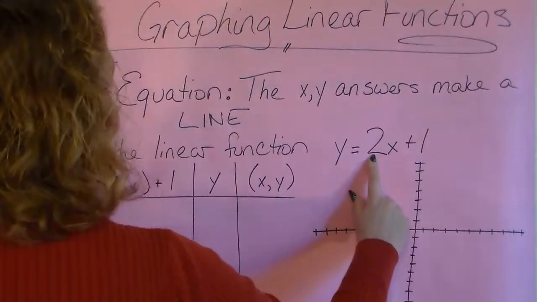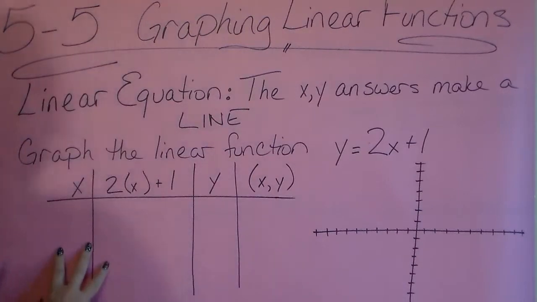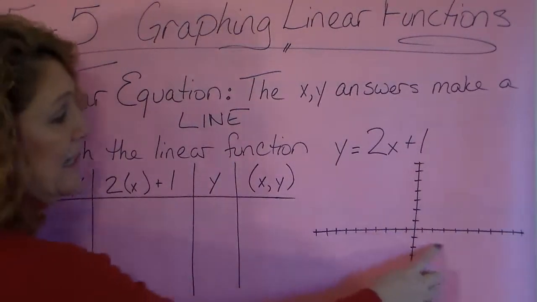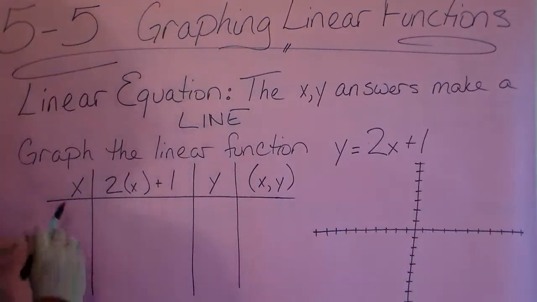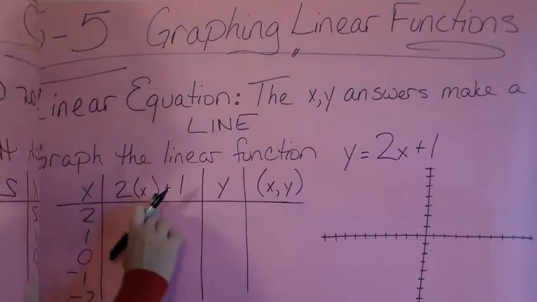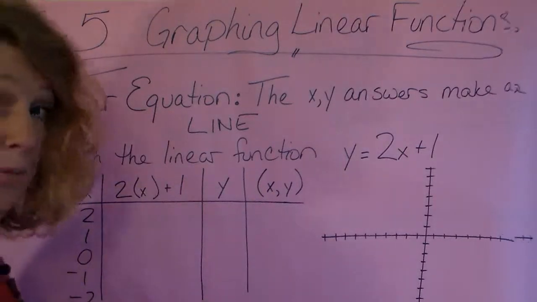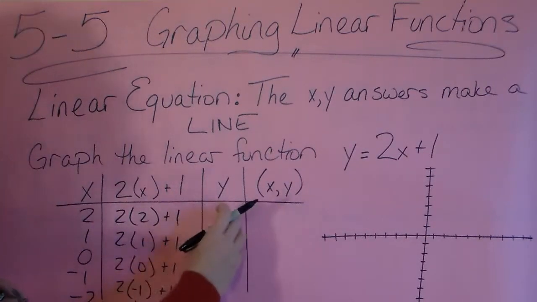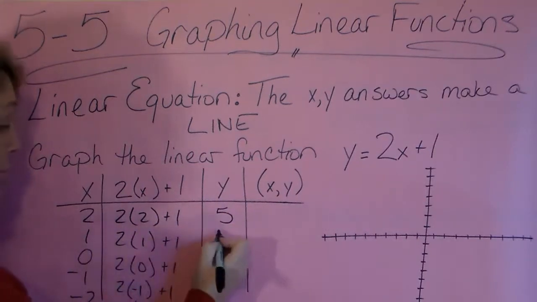Rules. We're going to work with the rule 2x plus 1. So here we've got our function table with our rule 2x plus 1. So we're going to come up with our x's. We want our x's to be right around here because this is where we're graphing. So we're going to pick 2, 1, 0, negative 1. We need to fill out the rest of our function table. And in looking at this, it makes it a lot easier to figure out what our y's are. 2 times 2 is 4 and 1 is 5. 2 times 1 is 2 and 1 is 3.